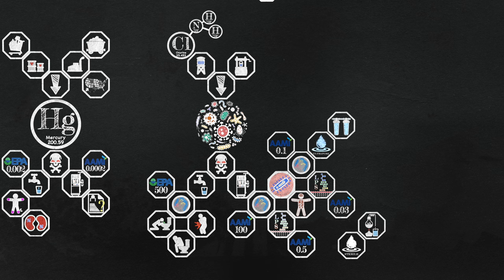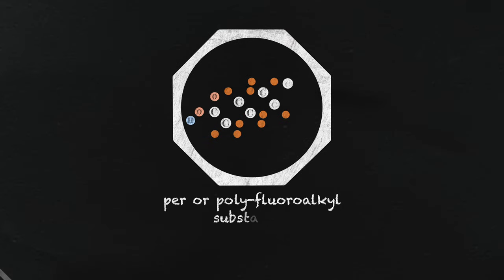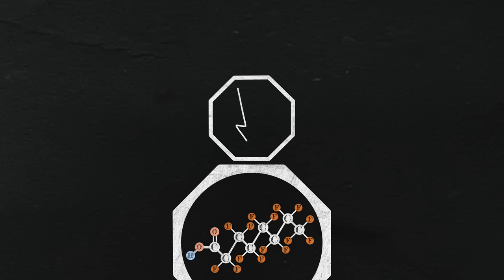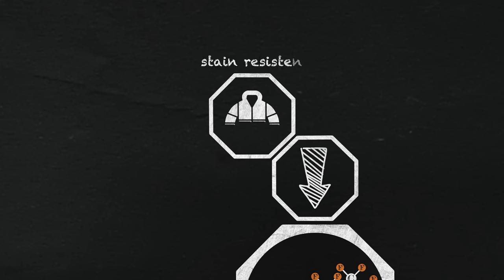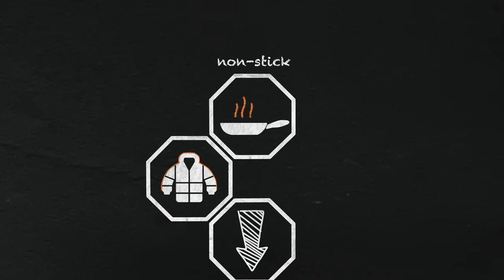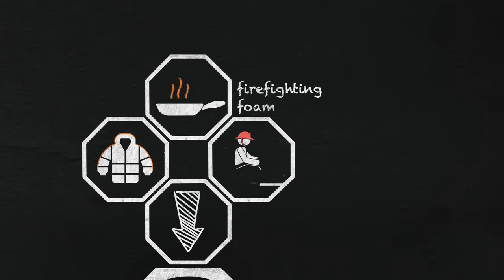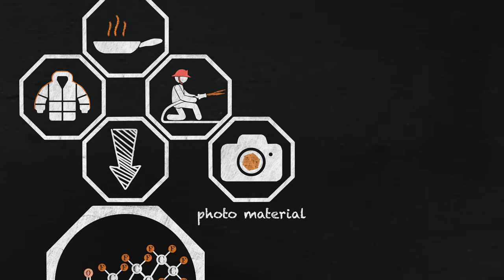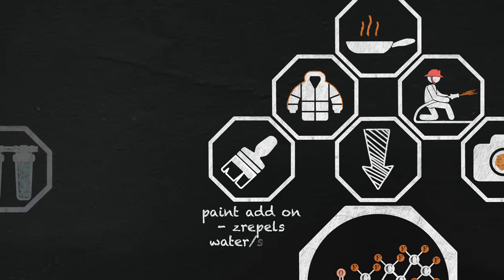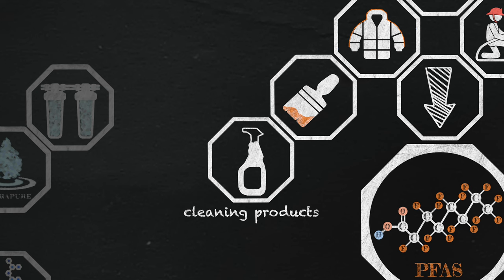The last two pollutants on the list are very ubiquitous and worrisome. PFAS are a widely used family of chemicals which have been around for decades. They break down very slowly over time. That's why they're also called forever chemicals. PFAS has been used extensively in commercial and industrial products to create water-resistant fabrics, non-stick cookware, and in fire extinguishers, photo industry, paint, and cleaning products, to name a few.